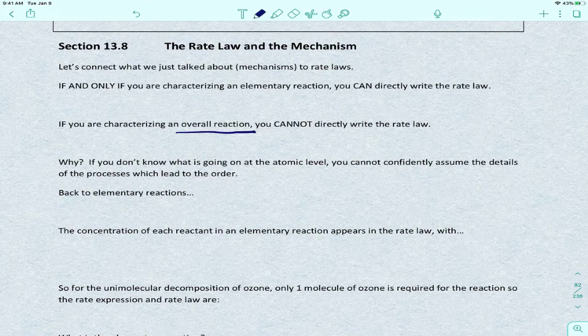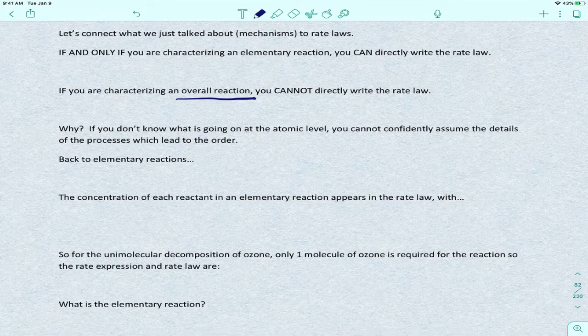Now, going back to elementary steps for a minute, the concentration of each reactant in an elementary reaction appears in the rate law with an exponent that's equal to its coefficient in the elementary reaction.